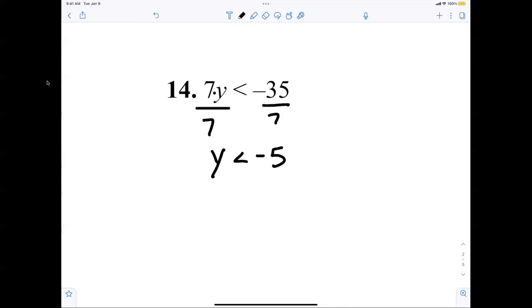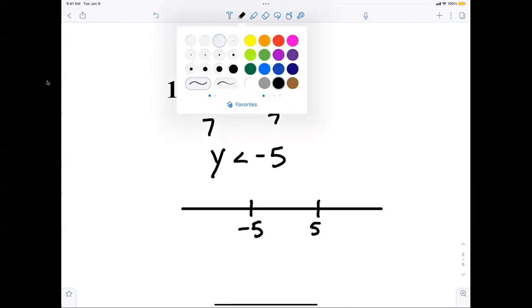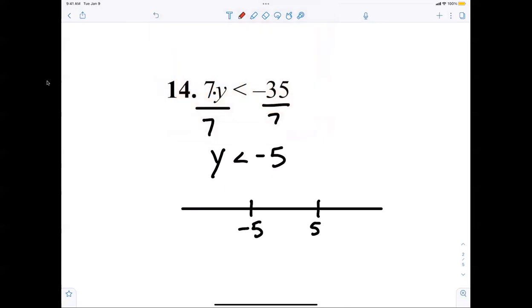You with me on that? All right, identify the operation and then do the opposite. Okay. And then for that on a number line, I would put the -5 and then the 5. And then I would put it open or closed? You would do an open circle. Yes. And then you would just go to the, oh, sorry, I meant left.